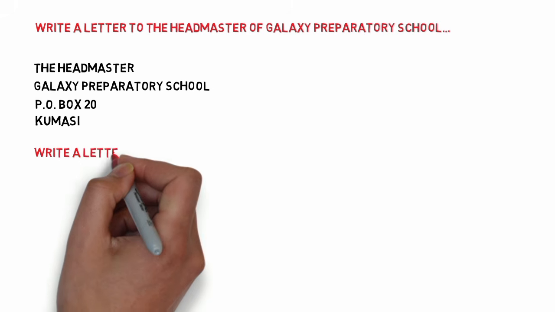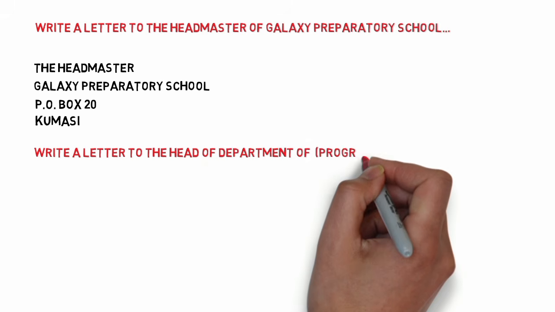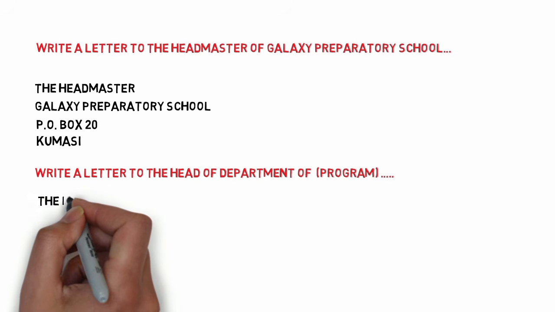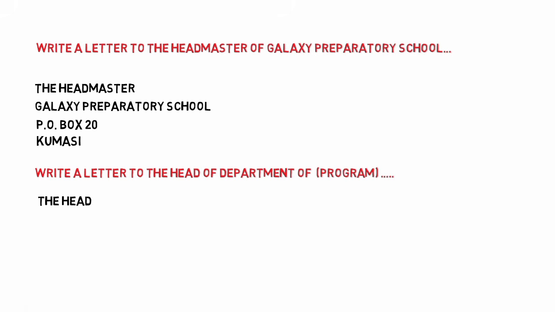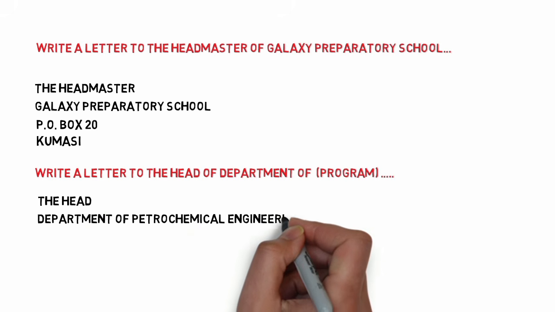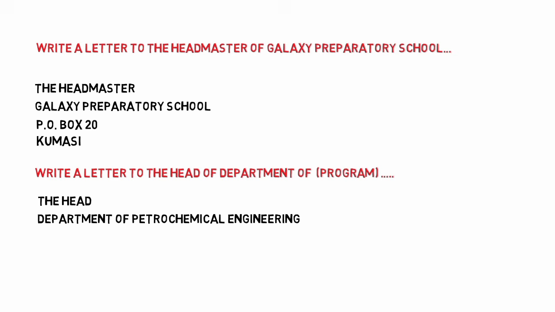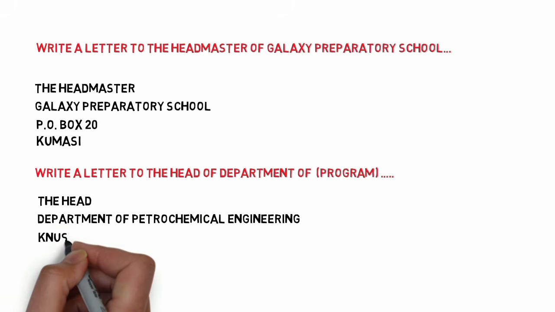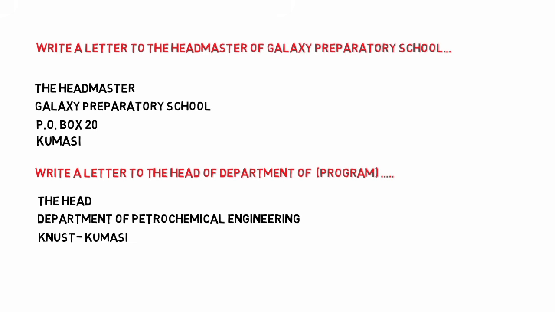If it is that you are writing a letter to the HOD, that is the head of the department you belong to, you first start by writing the head instead of just writing the HOD. Then what follows is the department where you belong to. So let's say Department of Petrochemical Engineering. Now, because your department mostly does not have a post office box, what comes next is the name of the institution and the name of the place where the institution is located. So that we will have something like UDS, Tamale, KNUST, Kumasi, University of Ghana, Accra.